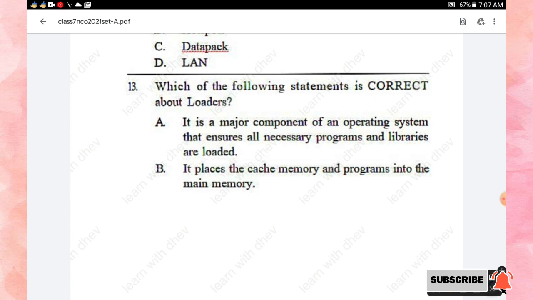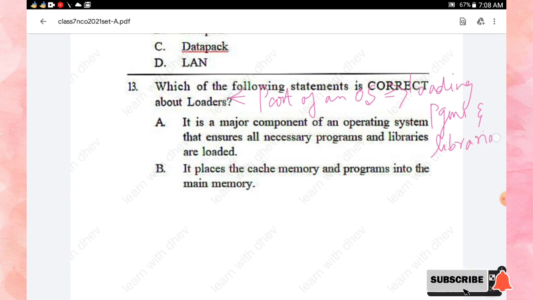What are loaders? Yes, loaders are part of an operating system. The main responsibility of loaders is loading the programs and libraries. So the right answer would be option A.